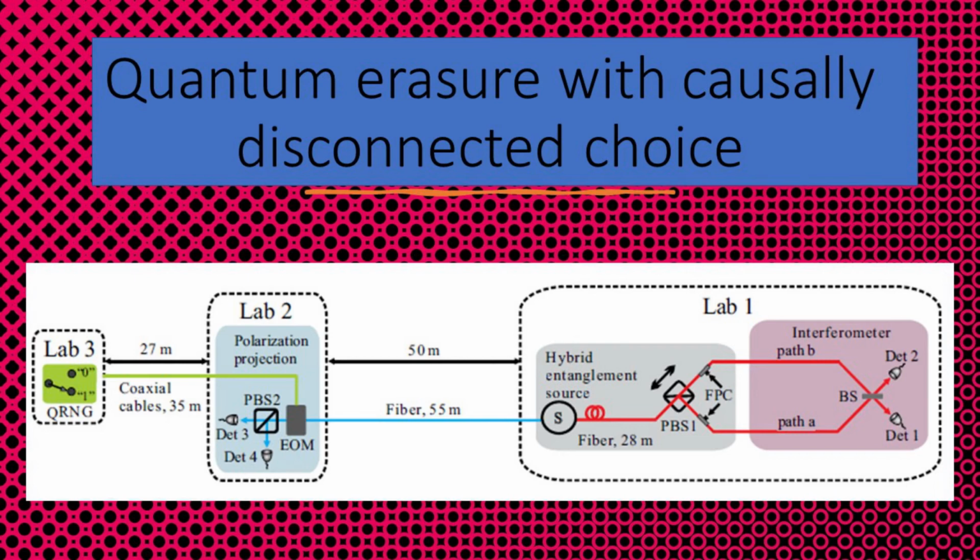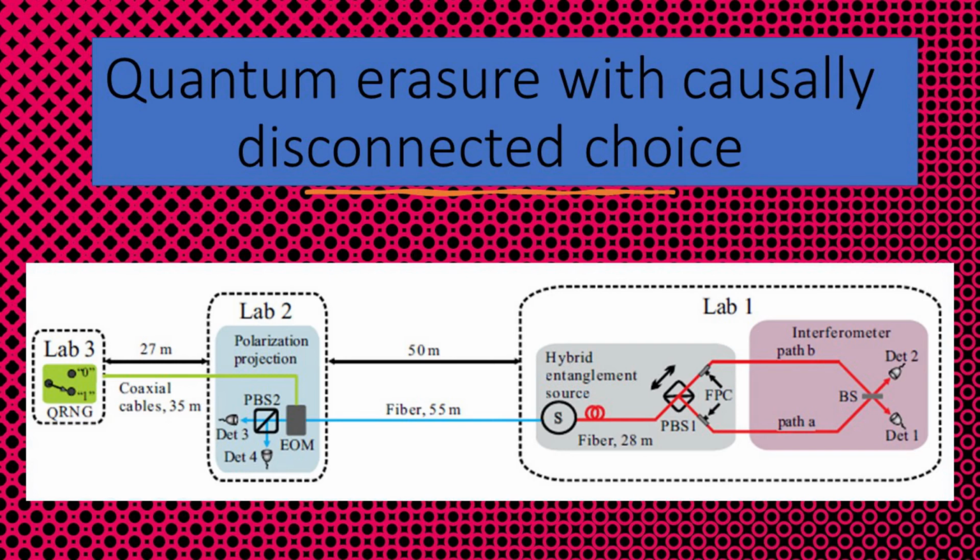Here is a quantum erasure with a causally disconnected choice. In the main lab, the source splits the original photon into two entangled photons with opposite polarization. The signal photon is then split by a polarization beam splitter, PBS1, that determines the direction the photon is sent based on its polarization. It then uses a Mach-Zehnder interferometer to send the signal photons along different paths that are recombined by BS before going to either detector 1 or detector 2.